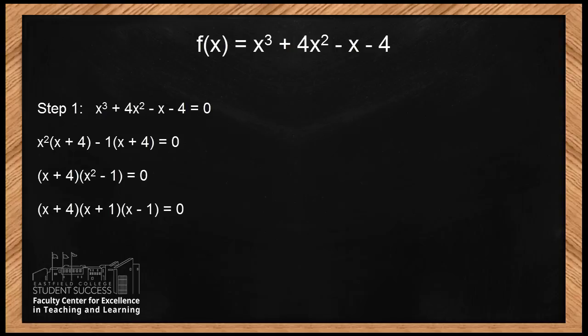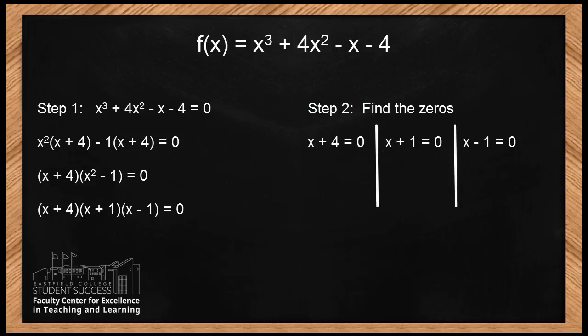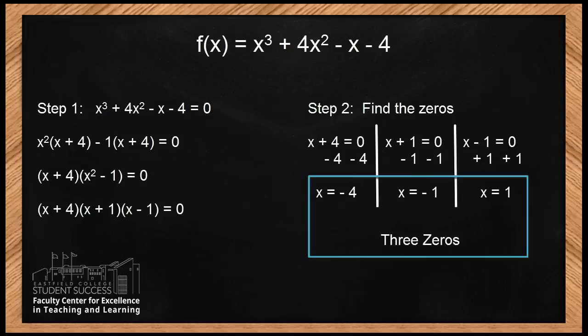Now our goal is to actually answer the question. Find the zeros. Step number 2. When we find zeros of a polynomial function in factored form, we take each factor and set it equal to 0. When we take x plus 4 and make it equal to 0, let's solve for x. Subtract 4 from both sides. Our x is -4. Let's solve the other two. Subtract 1 from both sides, and x equals -1. When we solve the third one, add 1 to both sides, and x is 1. We have 3 zeros.